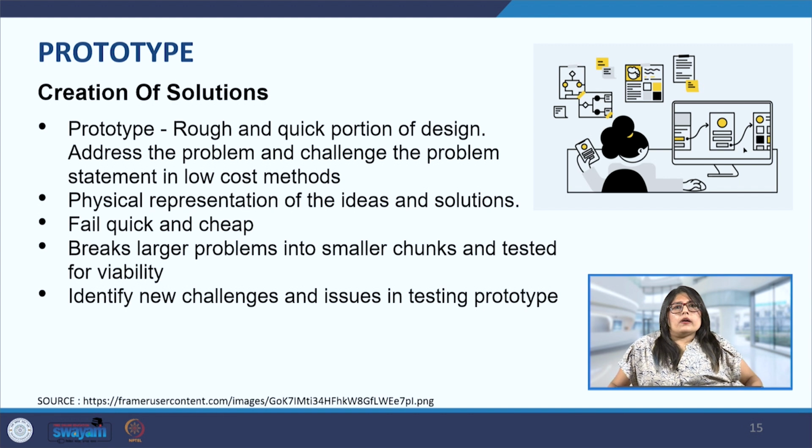Now, breaking larger problems into smaller chunks and testing them for viability. The prototyping stage helps us break down the larger problem into smaller portions so they're easier to solve by themselves.